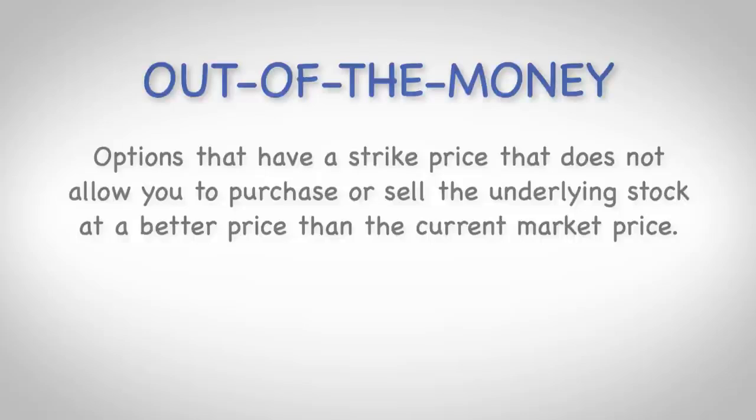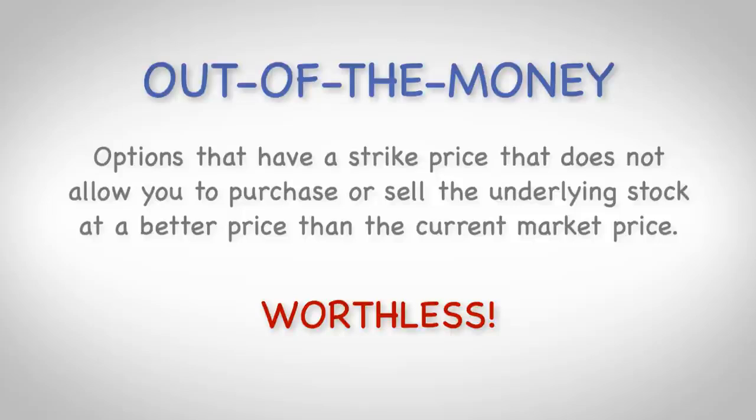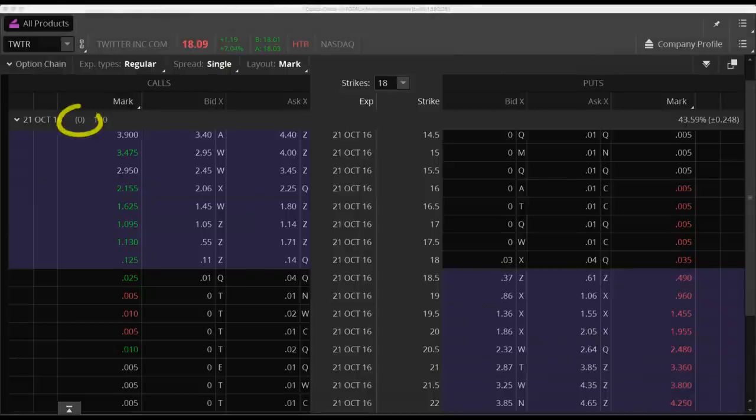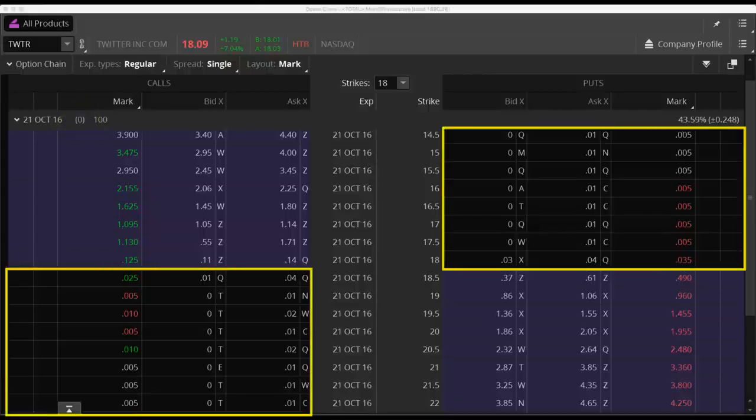So therefore, out of the money options are worthless. Now, this is only true if there is no time left on the option. Let me explain. Right now, you're looking at Twitter options that have 0 days left. They expire this evening after the market closes. And you can see that the out of the money options are at 0.